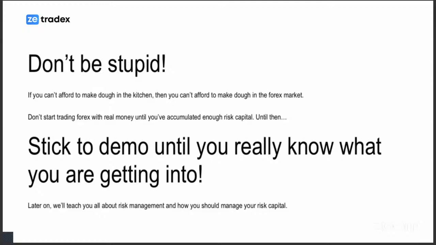So if you can afford to make dough in the kitchen, then you can afford to make dough in the forex market. So you don't start forex trading with real money until you have accumulated enough risk capital. Until then, always stick to demo.